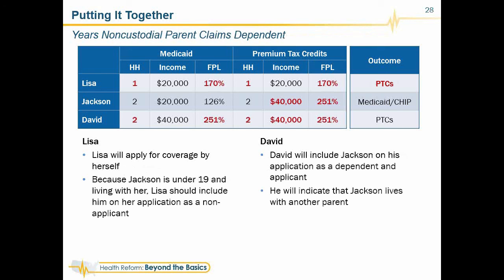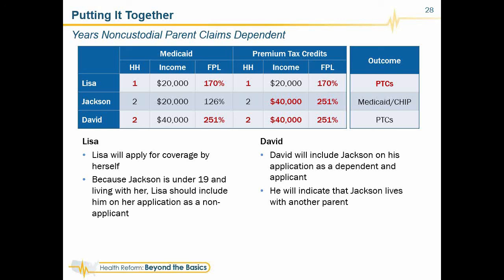Now, if David is claiming his son, in those years, this is the math for the household calculations we did earlier. Lisa is going to be a household of 1, and her FPL at the same income level is going to be 170%. And because she's not claiming her son, she is not going to qualify for Medicaid because it changes her position against the federal poverty line.